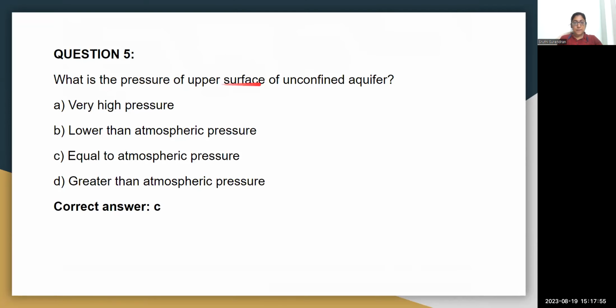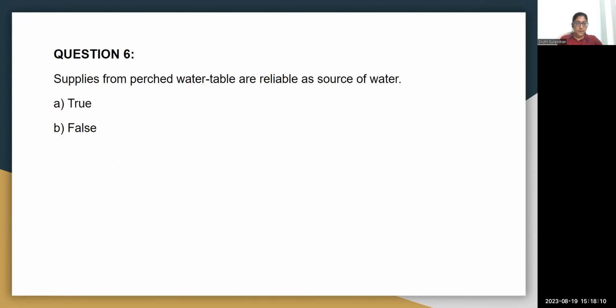So the pressure at the upper surface of an unconfined aquifer is equal to atmospheric pressure, and the pressure of water in confined aquifers can be less than, equal to, or greater than atmospheric pressure. It can be of any differing pressures.